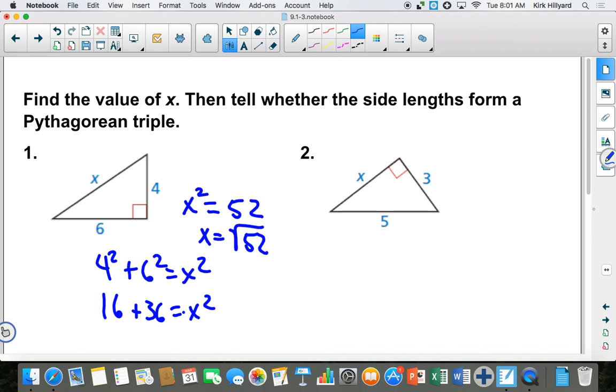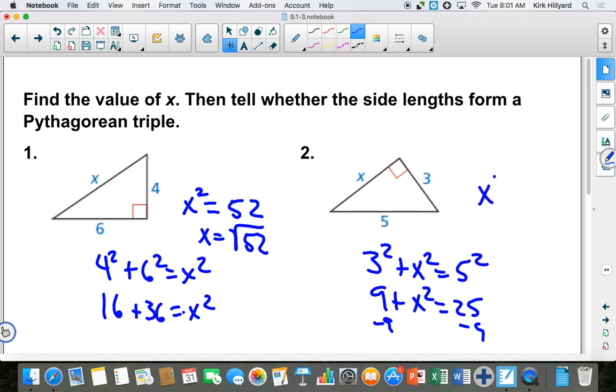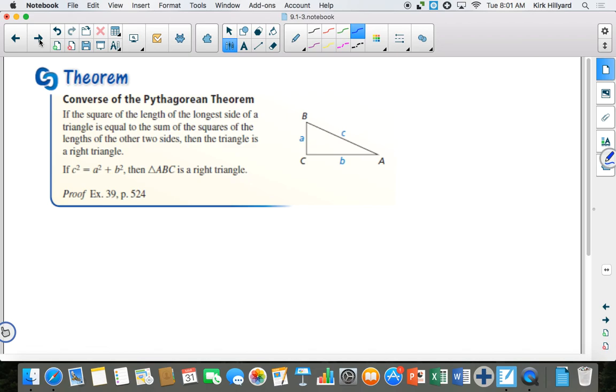You guys can type that into your calculator. This one would be 3 squared plus x squared equals 5 squared. 9 plus x squared equals 25. Subtract 9, and x squared equals 16. So when you square root that, the square root of 16 is 4. So x equals 4. And yes, that is a Pythagorean triple, 3, 4, 5. This one is not, because it'd be the square root of 52. Okay?